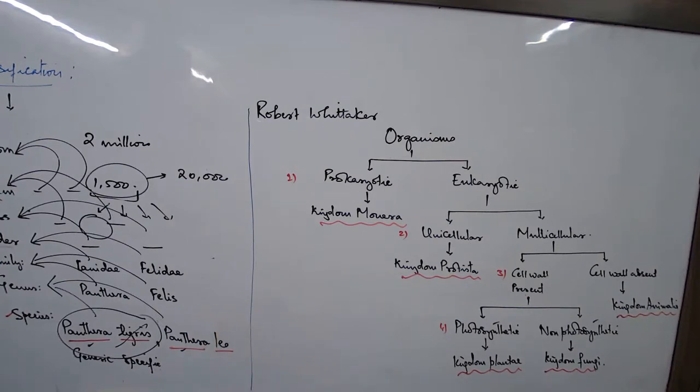five kingdom classification. What are the five groups now? Monera, Protista, Fungi, Plantae, Animalia. Now we look into the subtypes of Plantae and the subtypes of Animalia. Few characteristics only to study. We don't have to look into all those characteristics.